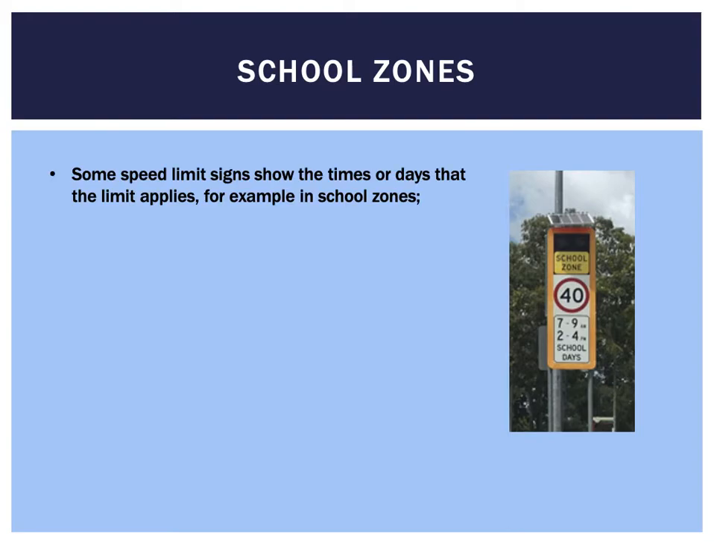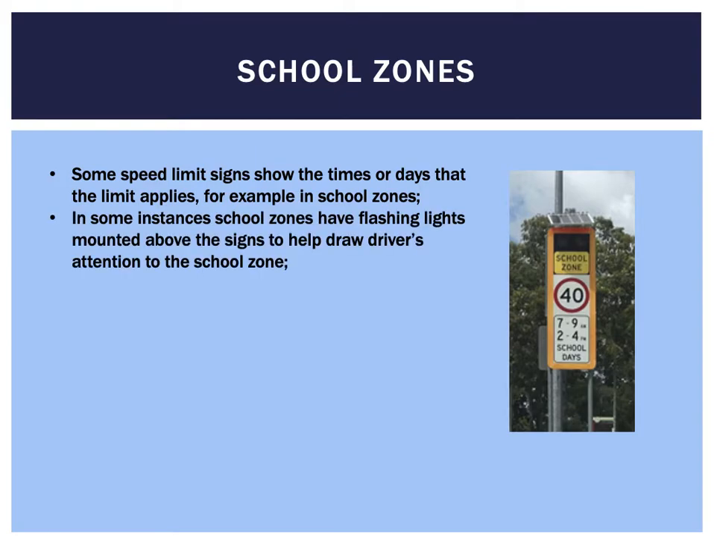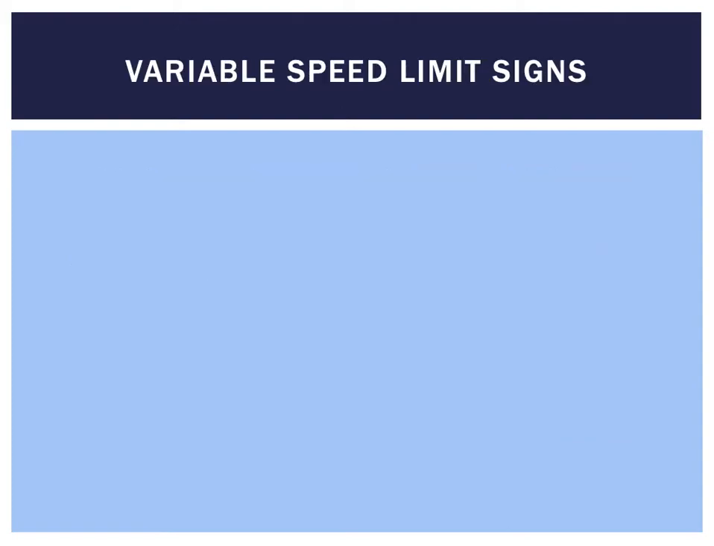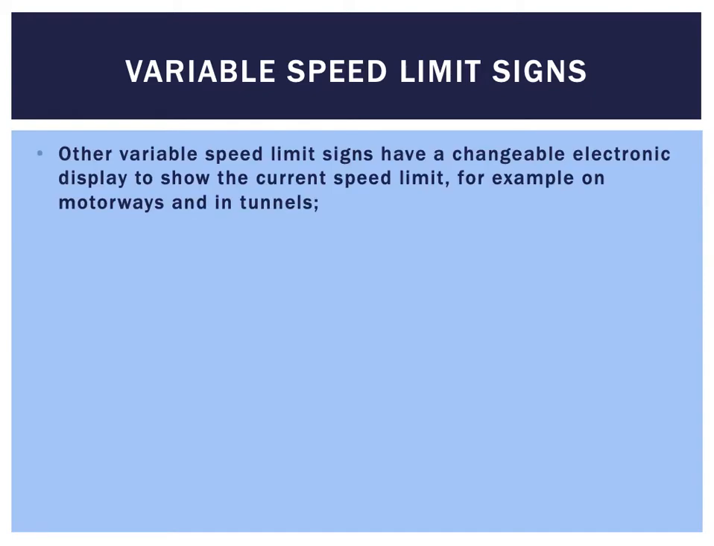School zones. Some speed limit signs show the times or days that the limit applies, for example in school zones. In some instances, school zones have flashing lights mounted above the signs to help draw drivers' attention to the school zone.